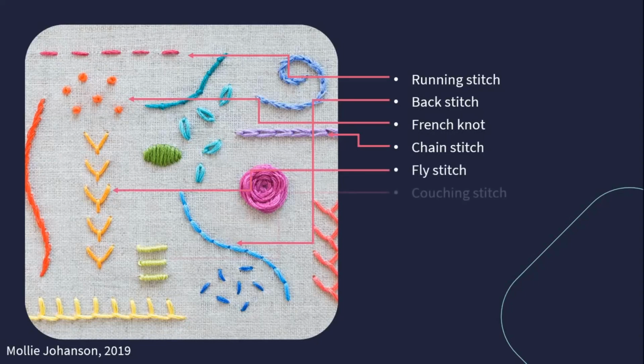And then you get the couching stitch. Unlike the other stitches, this one uses two lengths of thread, one remaining on the surface and the other one tacking it in place. This is a great way to fill an area, but also a great stitch to create an outline and also to create texture.